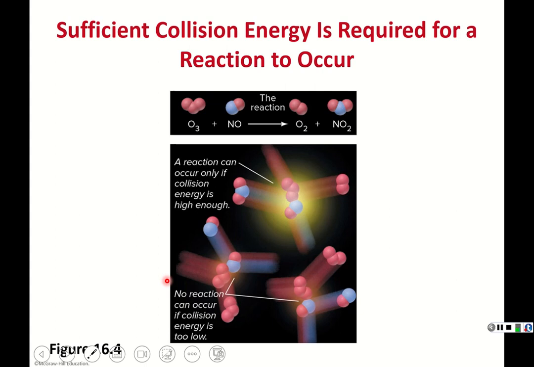Right, so this is what we were alluding to with temperature. You need sufficient energy for a reaction to occur. In this case, our reaction is ozone plus NO goes to O2 and NO2. So ozone and NO have to bump into each other with a sufficient amount of energy, and when they do that, they can produce a product. But if the energy when they collide is too low, they simply bounce off of each other. So raising the temperature raises the energy of the molecules in the mixture and gives them a better chance of creating a reaction.